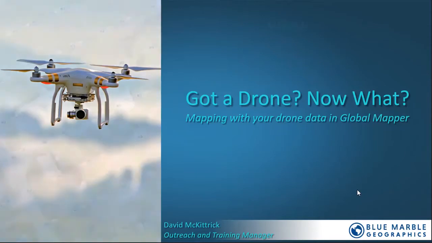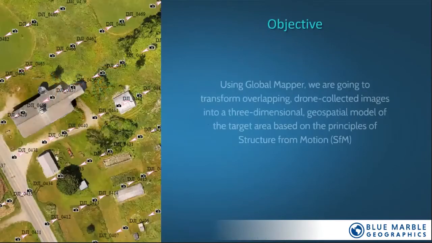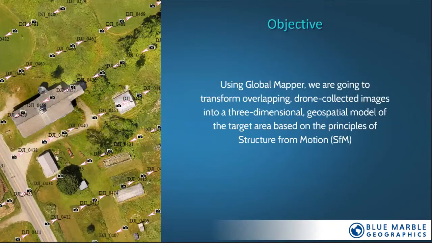So what is my objective today? What am I hoping to achieve? Well, I'm going to use Global Mapper, and I'm going to transform overlapping drone collected images into, as I mentioned before, a three-dimensional geospatial model of our target area. And I'll say that the target area that I'm going to be working with is an area in Vermont. Now, we have some sample data in kind of rural Vermont. We're going to take some data, some images captured for that area, and I'm going to go through the process of generating our 3D data.